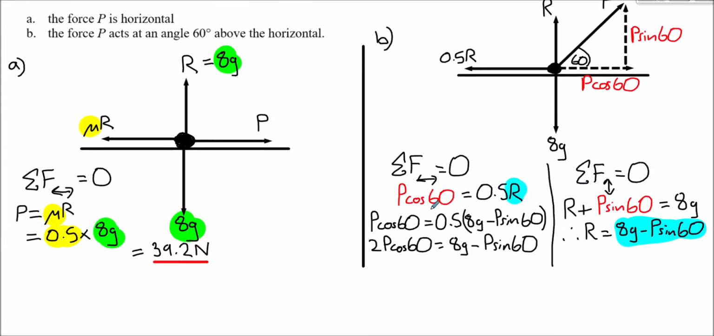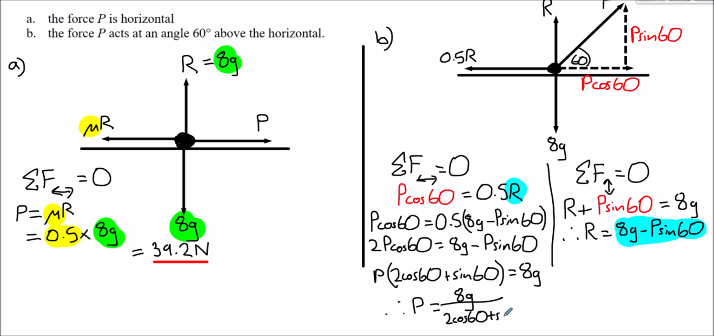Then if we add P sine 60 to both sides and factorise out the P, on the left we'll have P brackets 2 cosine 60. Then after adding P sine 60 to both sides and factorising out that P, we can put the sine 60 in brackets as well, and that will equal 8G. And finally, if we just divide both sides by this horrible expression with brackets, we'll see that P must equal 8G, all divided by 2 cosine 60 plus sine 60.